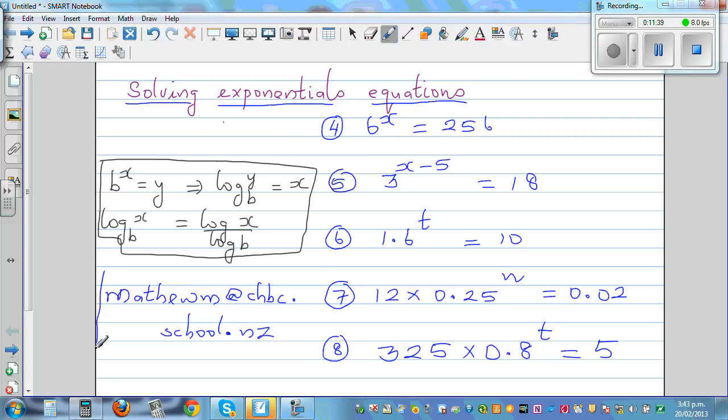Write the questions down and the answers, and you can check your answers. I've shown you the skill to check your answer. You can check your answers by putting the answer back in the equation and checking it yourself.